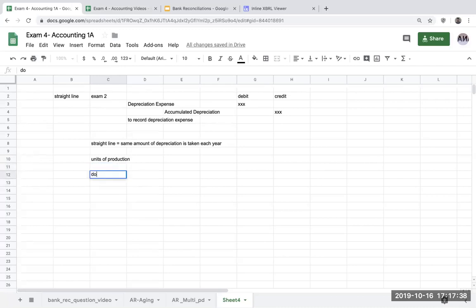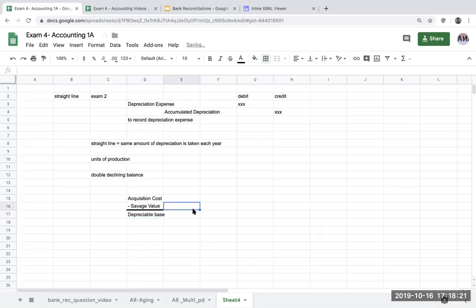The next one is called double declining balance. When I'm doing double declining balance, this is an accelerated method of computing depreciation expense. In all of the methods that we go through and use, we always are depreciating the same amount, which is my acquisition cost minus the salvage value. That gives me my depreciable base. What I mean by that is that this is the most amount of depreciation that I can take.